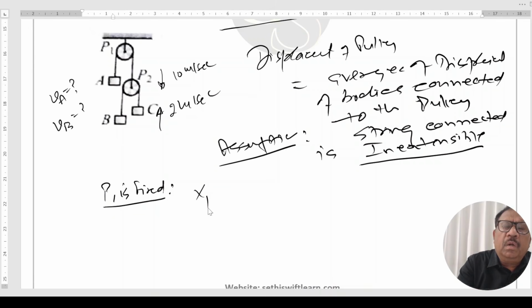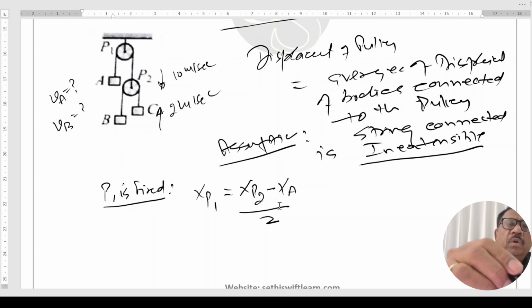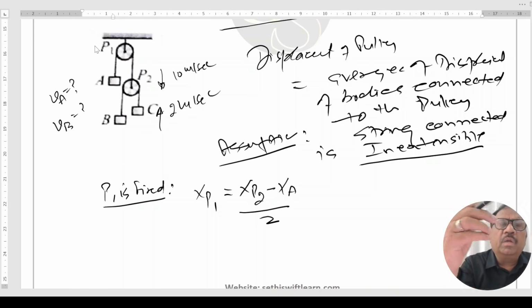तो XP1 will be equal to, ये डाउन जा रहा है, ये अप जा रहा है. तो XP2 माइनस XA डिवाइड बाई 2. दिस इज मीन्स ये डिक्रीज हो रहा है. अपवर्ड डायरेक्शन नेगेटिव ले ली, डाउनवर्ड डायरेक्शन पॉजिटिव ले ली, इंक्रीज पॉजिटिव ले लिया, डिक्रीज नेगेटिव ले लिया. You have to take the displacements, right?